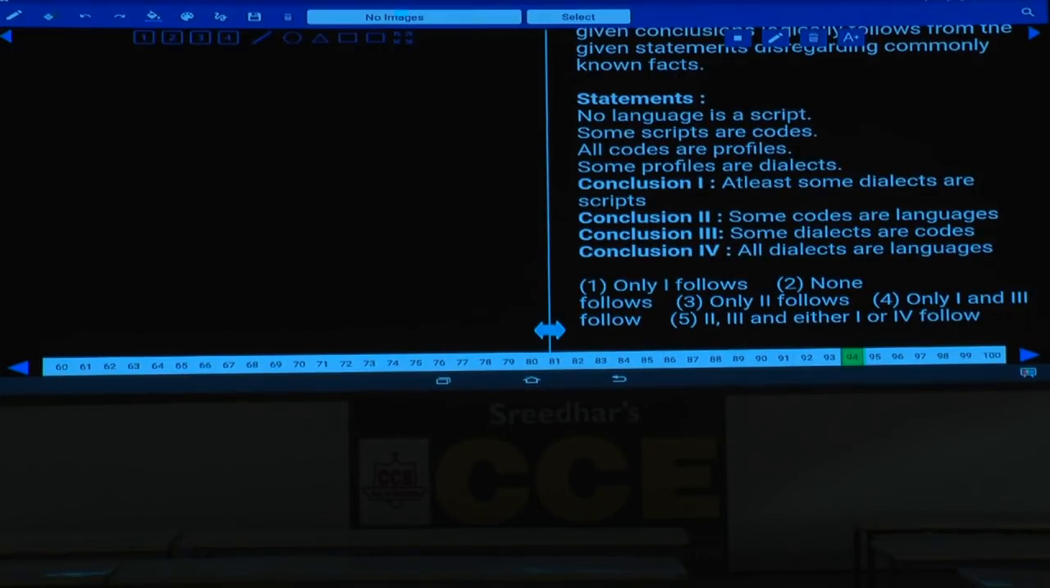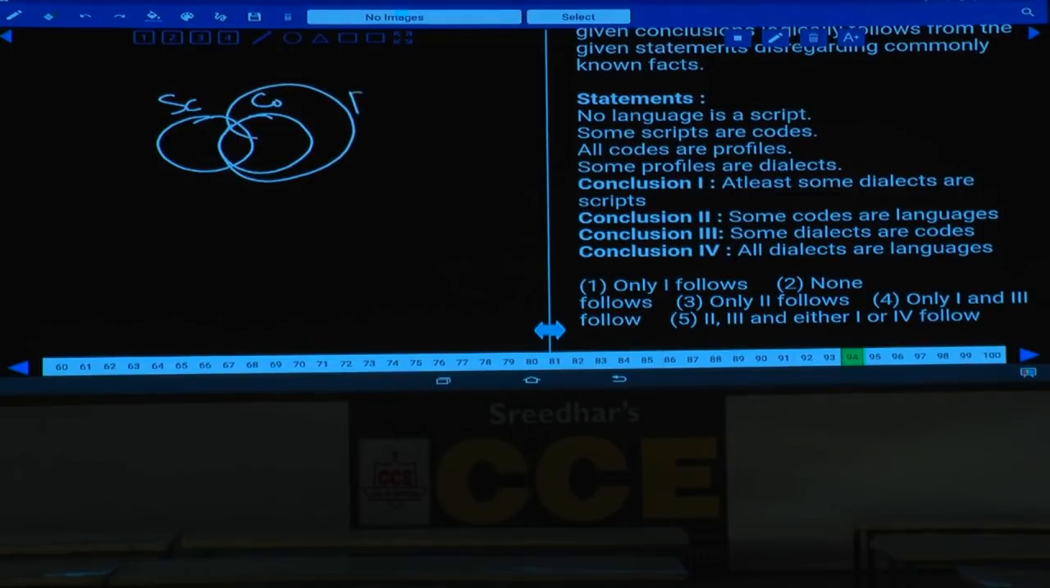Now in this 94, some scripts are codes, and all codes are profiles. All these codes are what? Profiles, and some profiles are dialects, and no language is a script. No language is script, so language and script cannot be intersected.